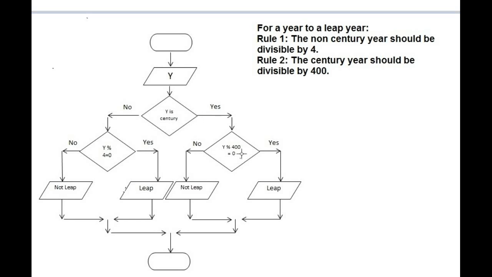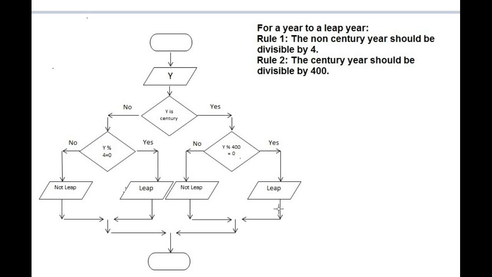We have to check whether it is divisible by 400 or not. If it is divisible by 400, it is a leap year. And if it is a century year but not divisible by 400, that means it is a non-leap year. Say for example, year 1600 or year 2000 is a leap year. Why? Because 2000 is divisible by 100, so coming towards yes, and 2000 is also divisible by 400, so it is a leap year. But year 2100, is it a leap year?